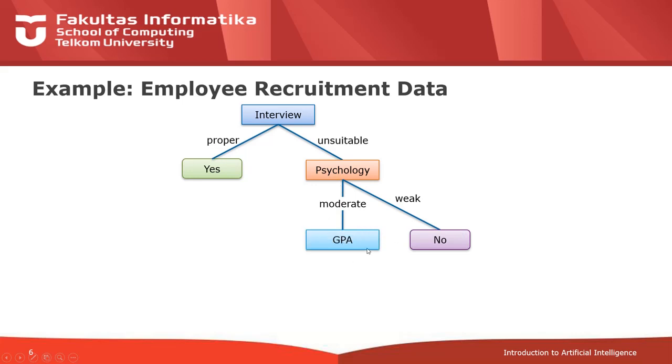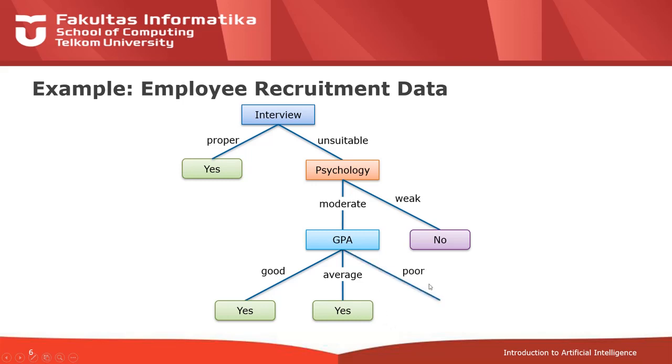decide based on GPA, and if the GPA is good, then the applicant will be accepted. But if the GPA is average, it can be accepted as well. But if the GPA is poor, then the applicant will be rejected. And if the psychology is strong, then what happens? We don't know. Why? Because there is no data in there.